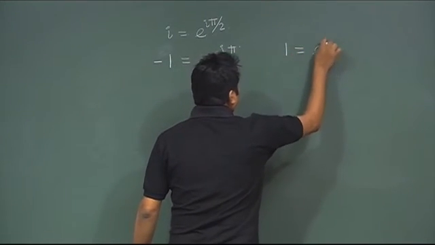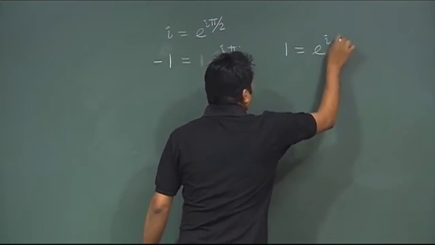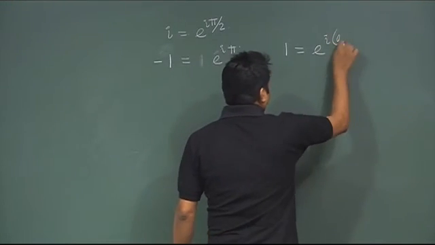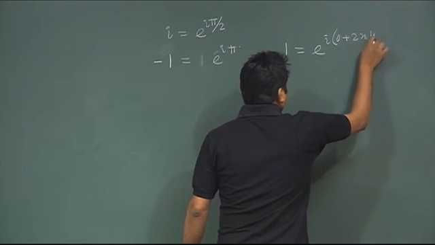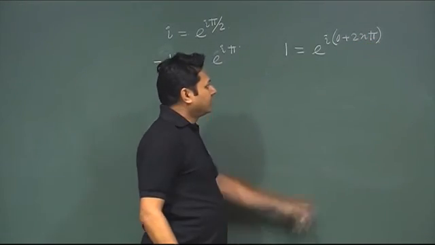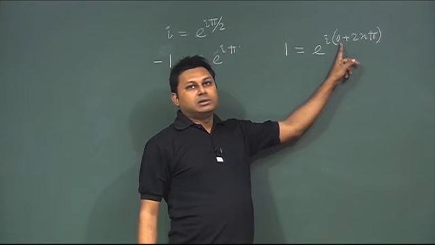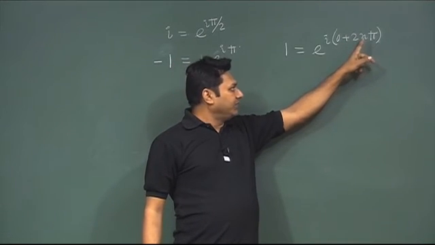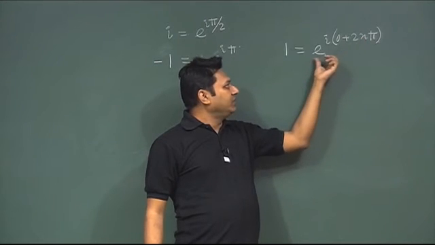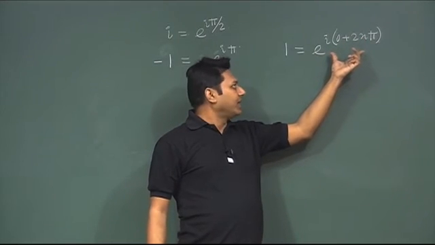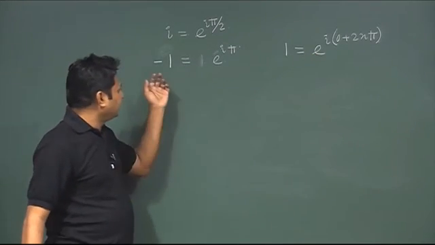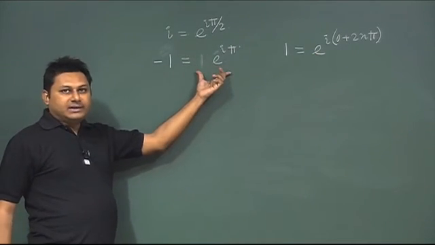1 will be e to the power of i into 0, as simple as that, plus 2 n pi, because 0 is a principal value, and then this value is the addition. If I put n equal to 1, then we have e to the power i 2 pi, which will give you the value 1. So, no problem with that, but I am interested in minus 1, which is represented in this form.